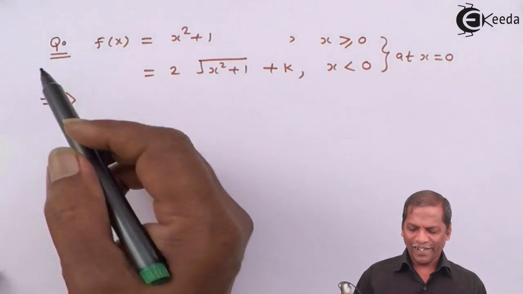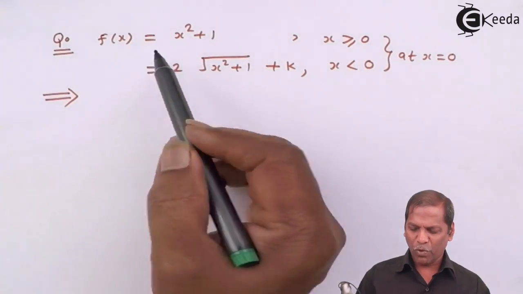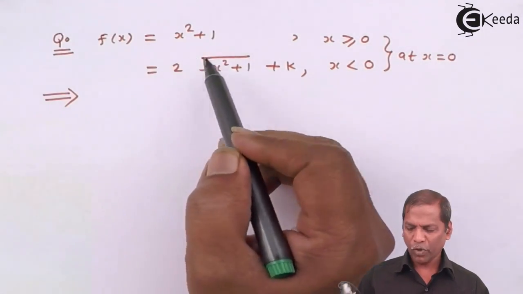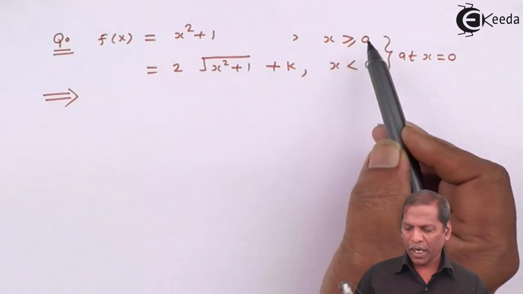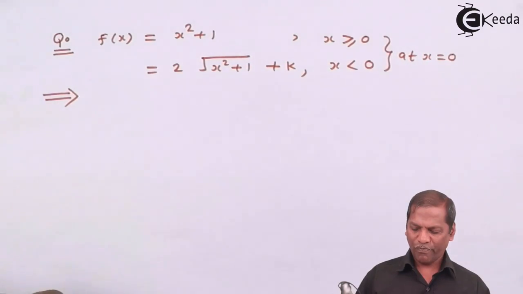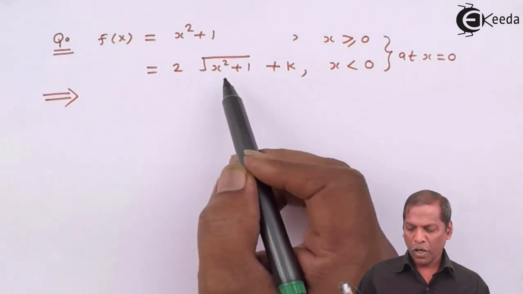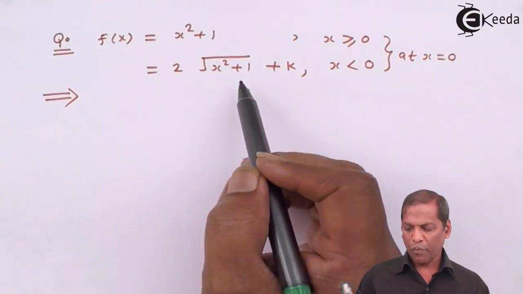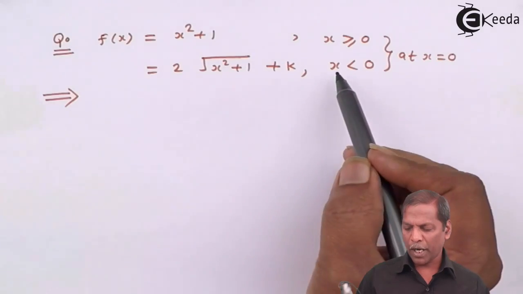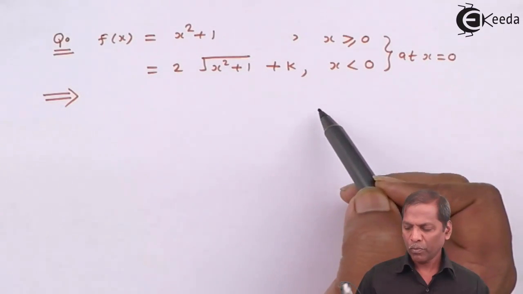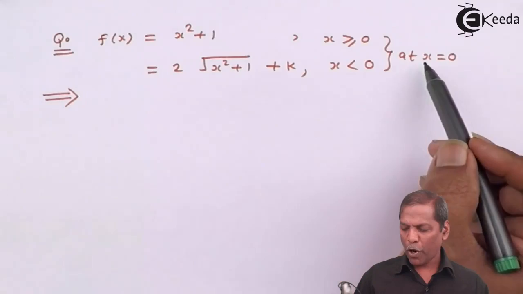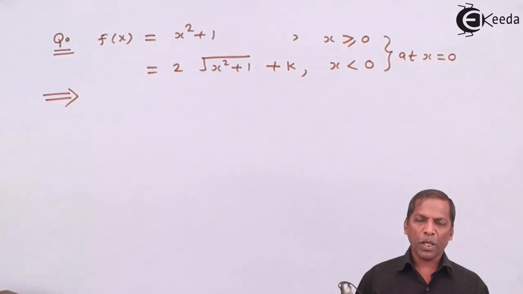The question is f of x is equal to x square plus 1, x greater than or equal to 0, and is equal to 2 into square root of x square plus 1 plus k, x less than 0, at the indicated point x equal to 0.